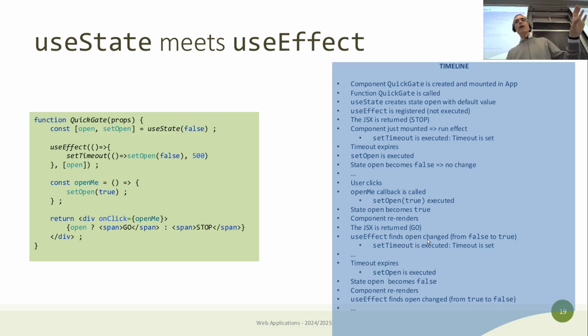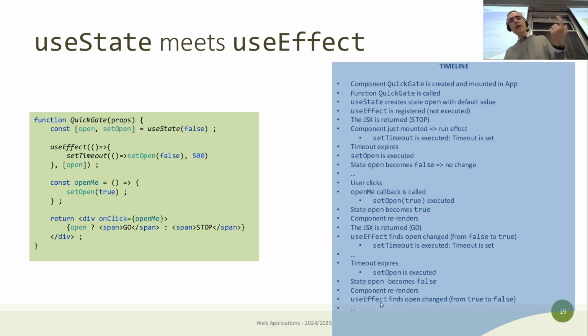And the useEffect finds that open has changed because it remembers the previous value. Previous value was false, now it's true. So it runs a set timeout, okay? So it schedules this callback, the set open false, for execution after 500 milliseconds. After 500 milliseconds, without doing anything else, the set open is executed, so the state becomes false. This triggers a re-render of React because a state has changed, okay? So the component re-renders with a stop because the open now is false.